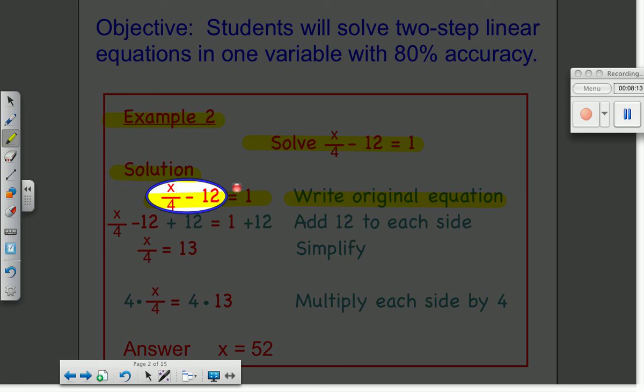Let's do the addition first. By the way, if you'll notice, we're working backwards in the order of operations because we are undoing this problem. This problem's already been done. X over 4 minus 12 is equal to 1. We already know what it's equal to. It's equal to 1. So we don't use the order of operations to solve the problem when there's already an answer.